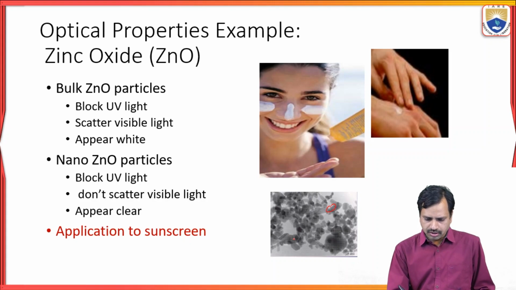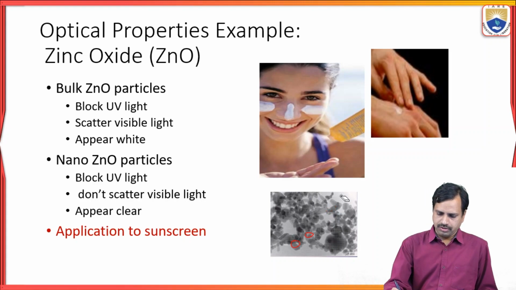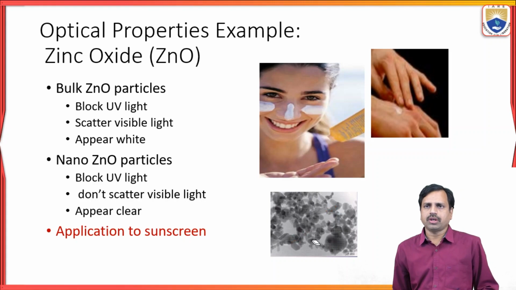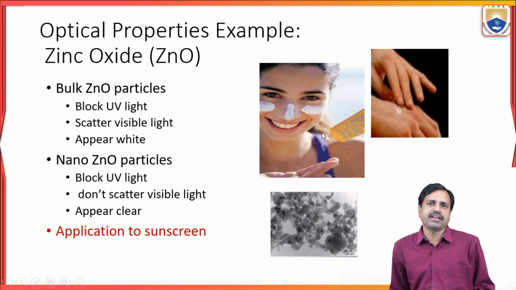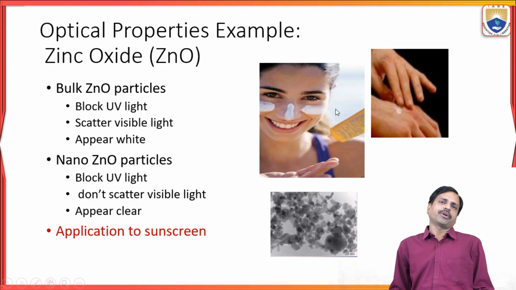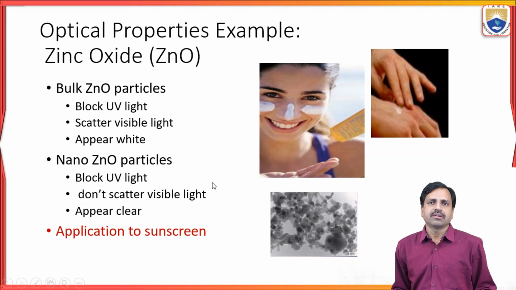This is one of the TEM images of zinc oxide particles. Because of these nano properties, zinc oxide will be used as a sunscreen. Bulk zinc oxide will not be used as a sunscreen, because there is no use when we use bulk zinc oxide. Only nano zinc oxide will protect from sunlight.